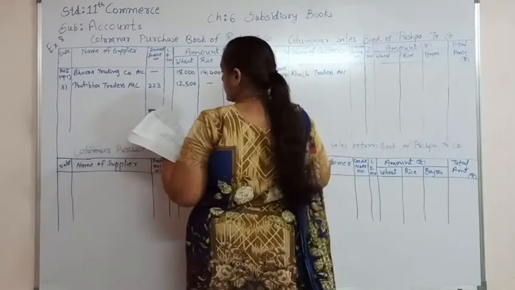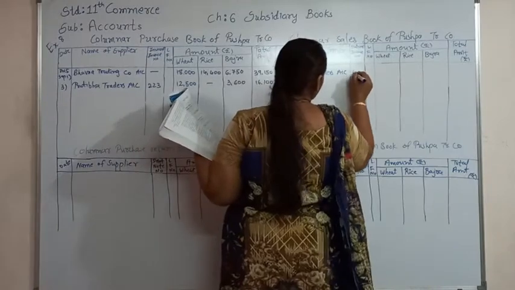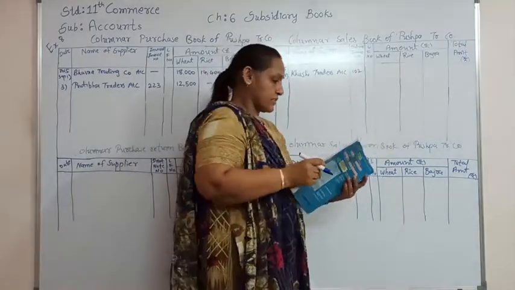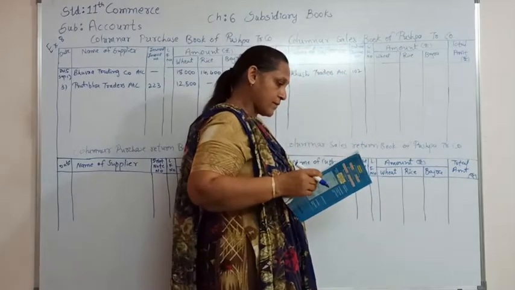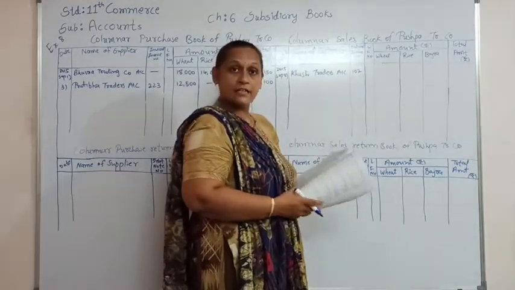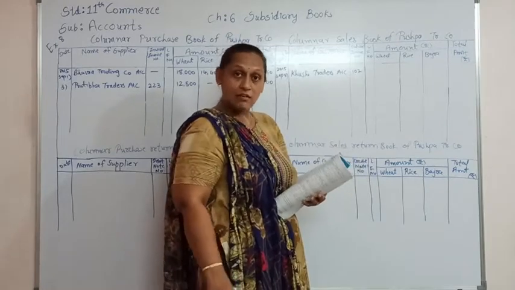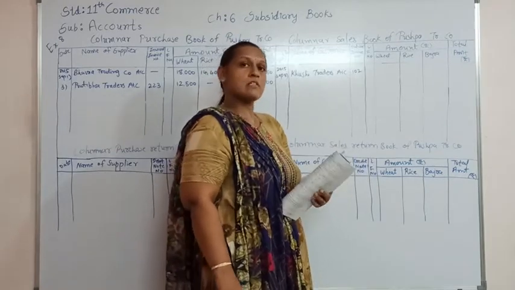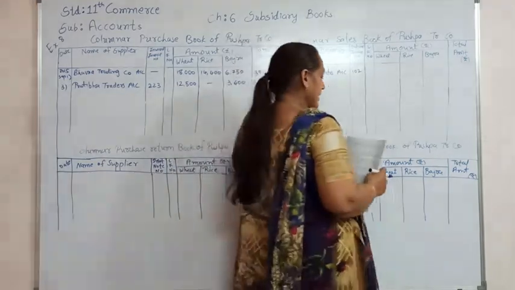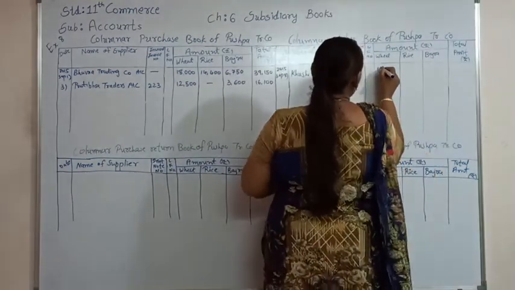Account, Khushi Traders account, and invoice number is 102, and we have sold wheat. So wheat of 700 into rupees 30, so that will be 21,000, and from 21,000 if we are going to deduct 10% trade discount, so amount will be 18,900.